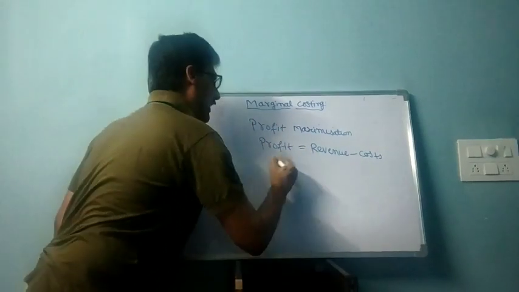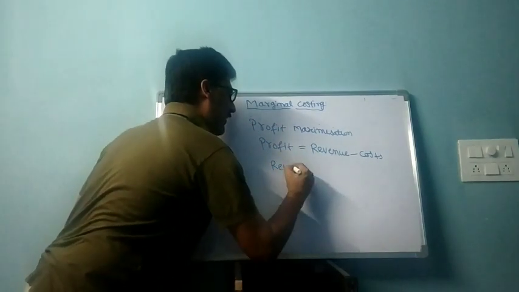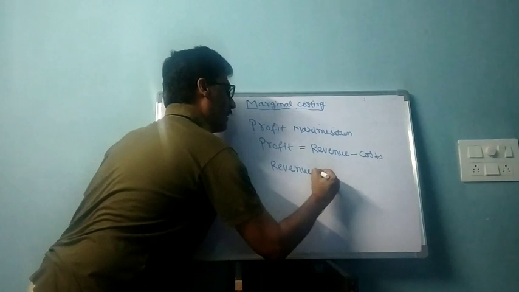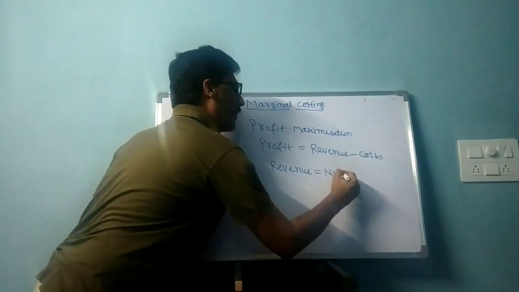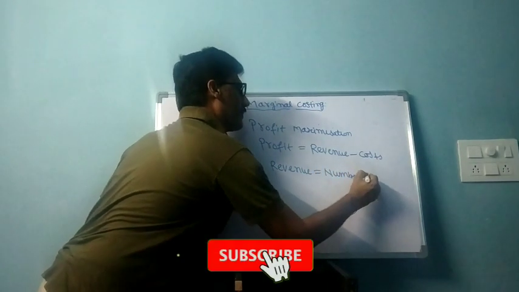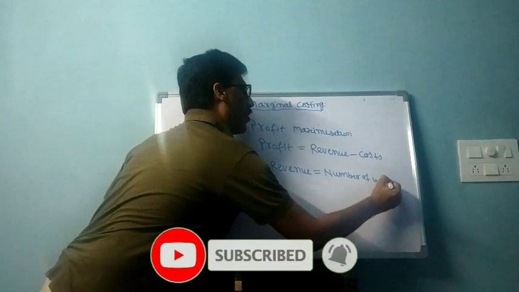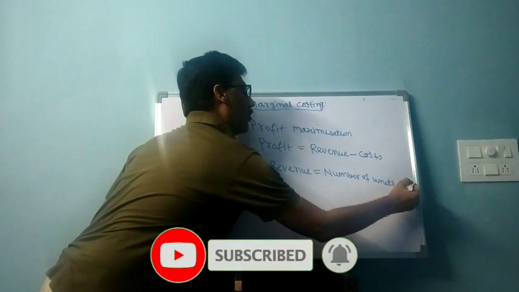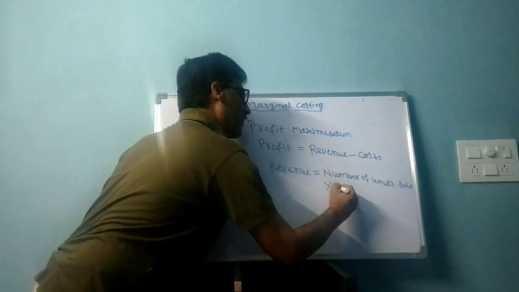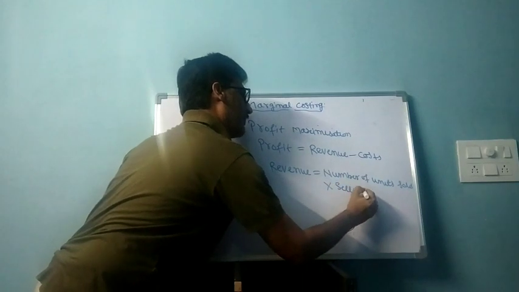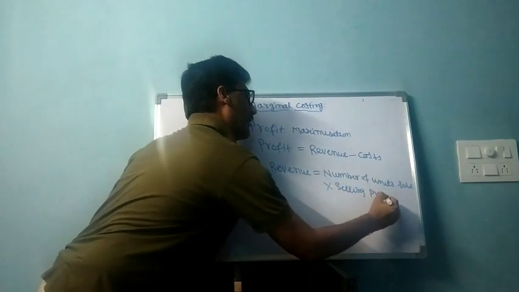Now, how to get revenue? What is the equation for getting revenue? Revenue is number of units sold into selling price per unit.